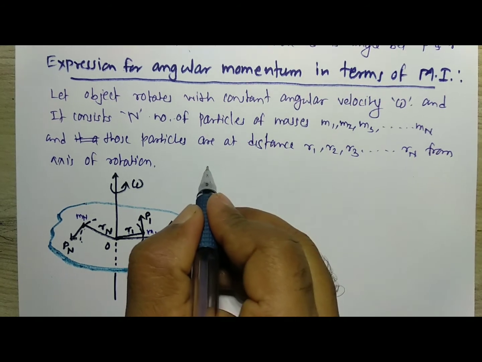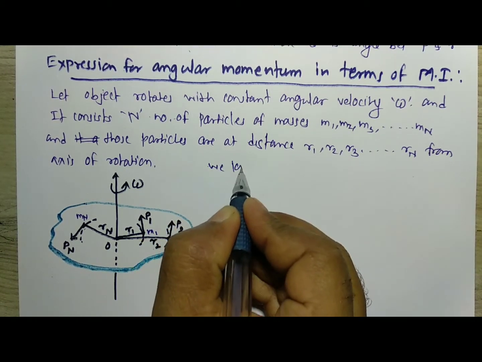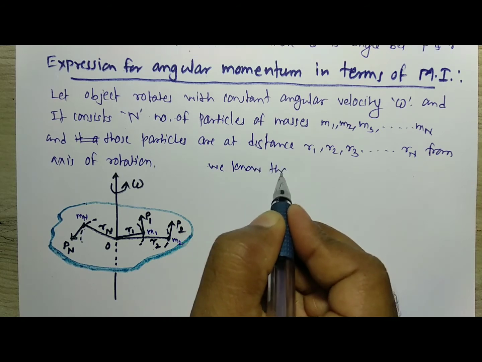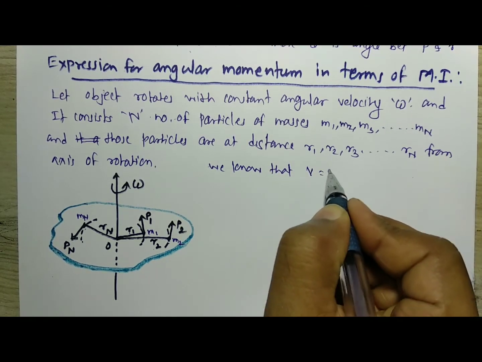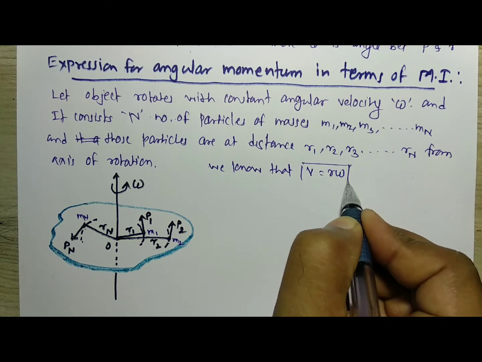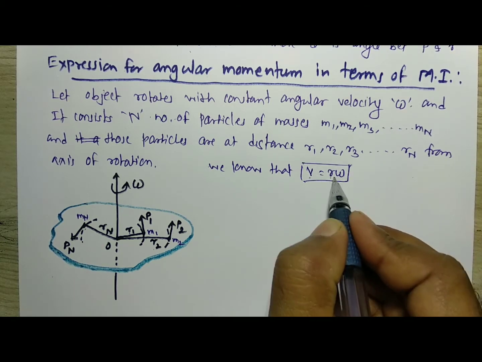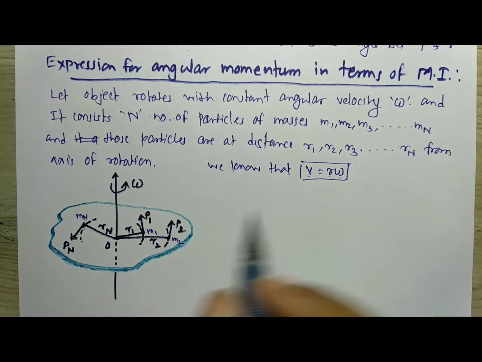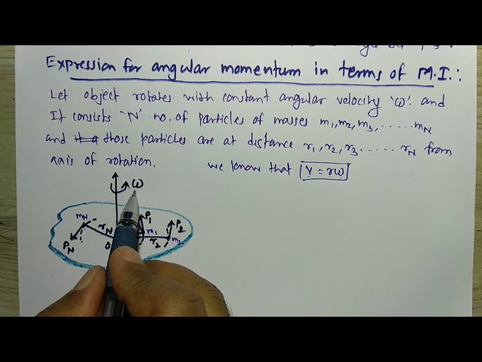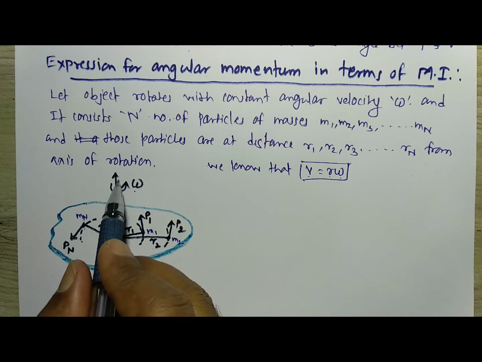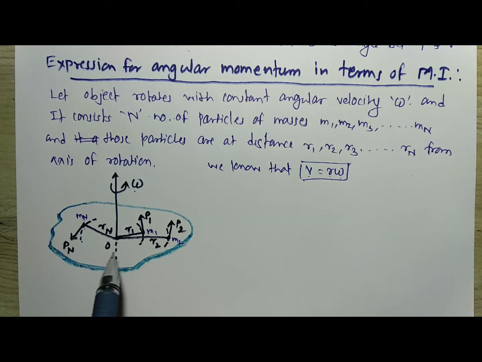First of all, we know that V is equal to r omega. We know that this formula is nothing but linear velocity is equal to radius vector into angular velocity. Right now, angular velocity is omega, and it is constant for that object which is rotated about the axis of rotation O. And now we have to consider m1 to be the particle at a distance r1, and p1 being the linear momentum.